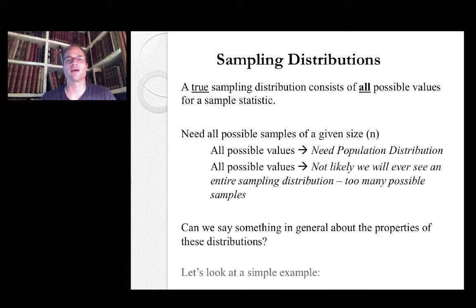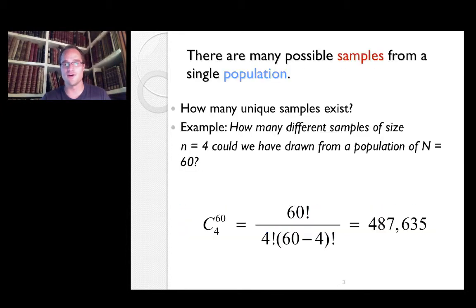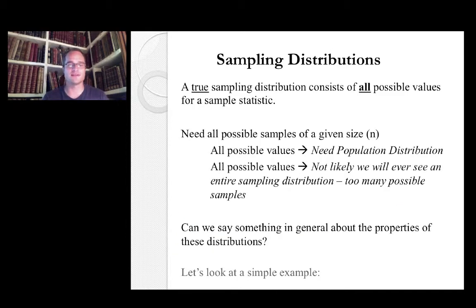Okay, so a true sampling distribution. Most of the time when we're talking about sampling distributions, we're talking about it in a theoretical way. The reason is that it's very hard, or in many cases not possible, for us to construct a true sampling distribution, because a true sampling distribution requires all possible values for a sample statistic. That means that if you have a population size of capital N and you're taking a sample size of little n, to get a true sampling distribution, you need to take all possible samples, all of those 487,635.